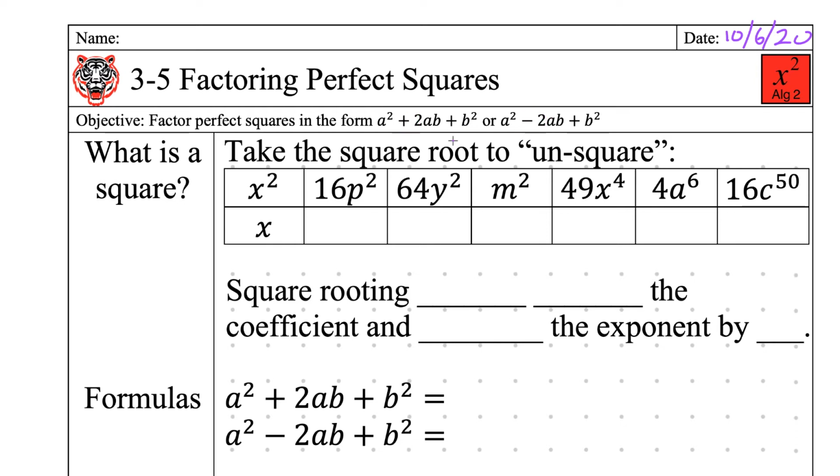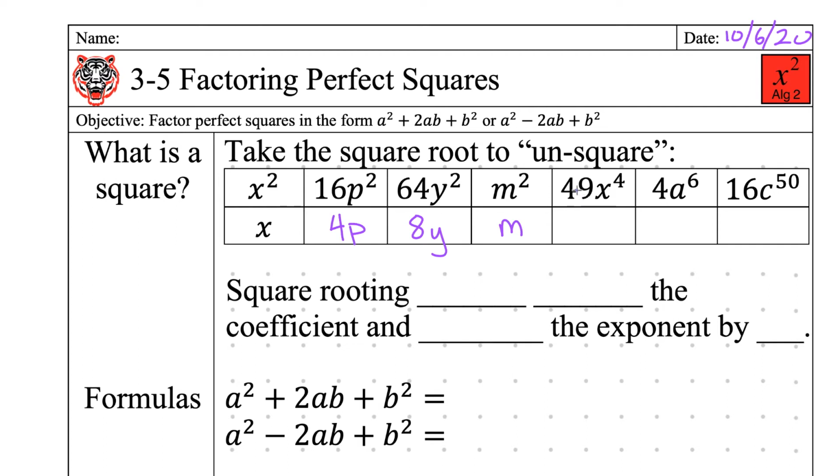All right, so show me that you know how to unsquare, aka take the square root of each of these. I did the first one for you. If I have x squared, I take the square root, I turn it into x, and this is from yesterday. 16p squared. If I take the square root, it turns into what, Jenny? 4p, there it is. What about 64y squared, Jade? 8y. M squared, Charles.